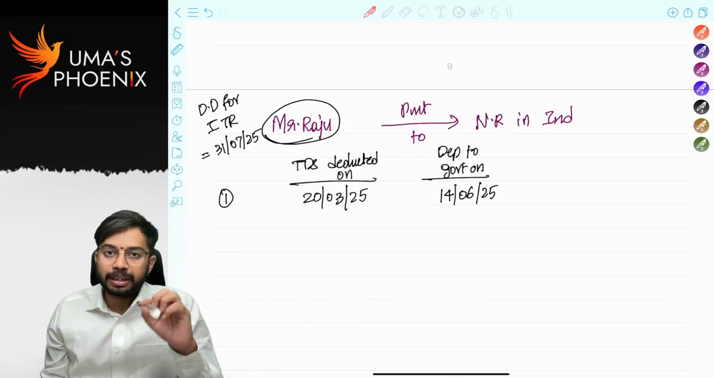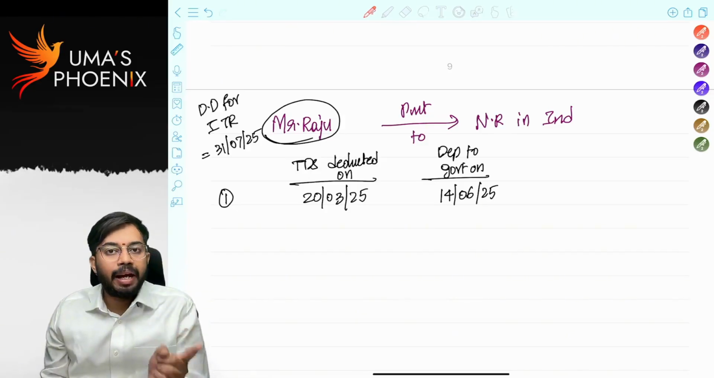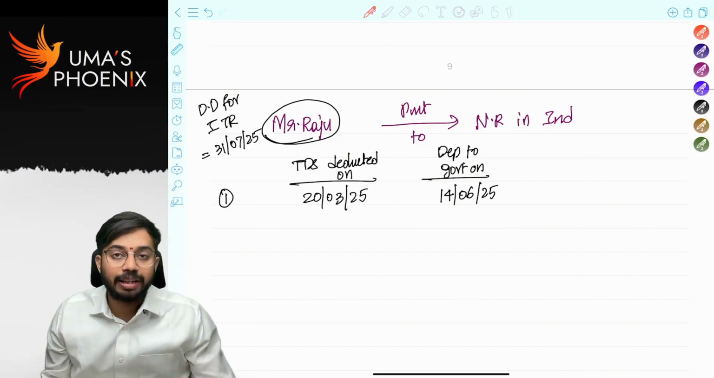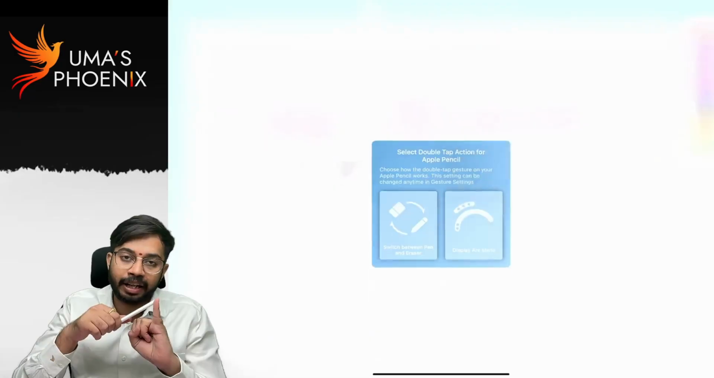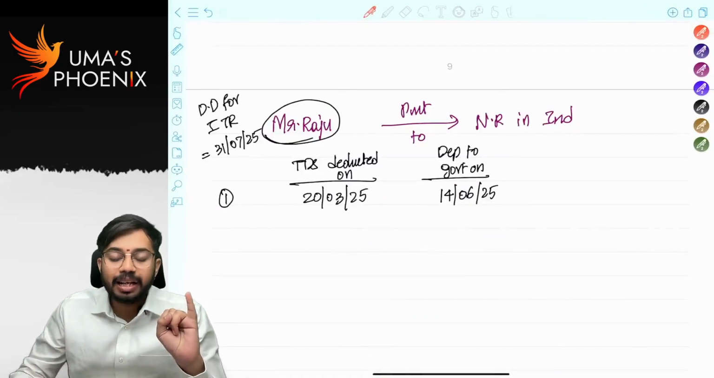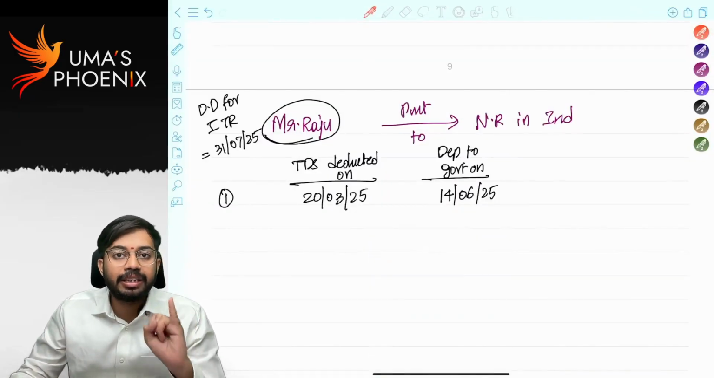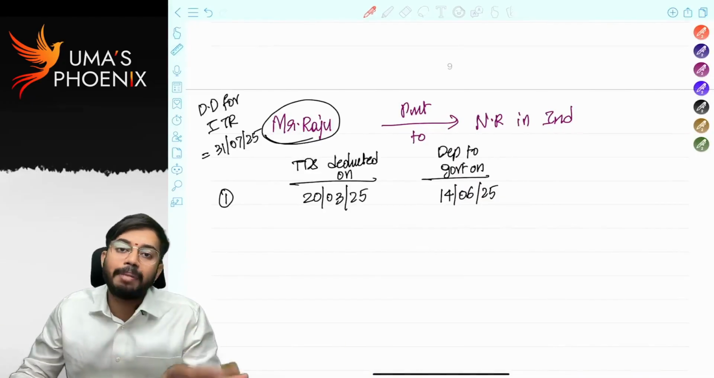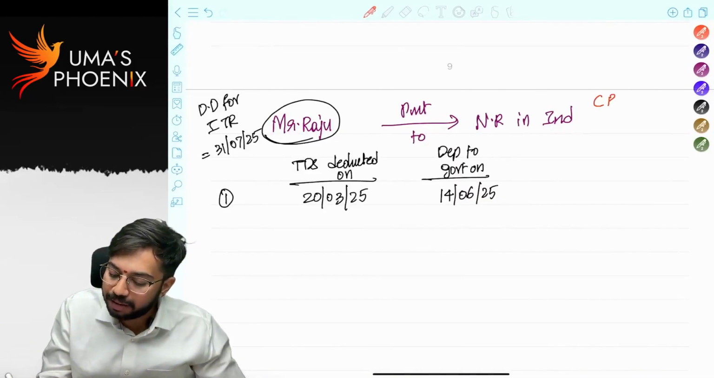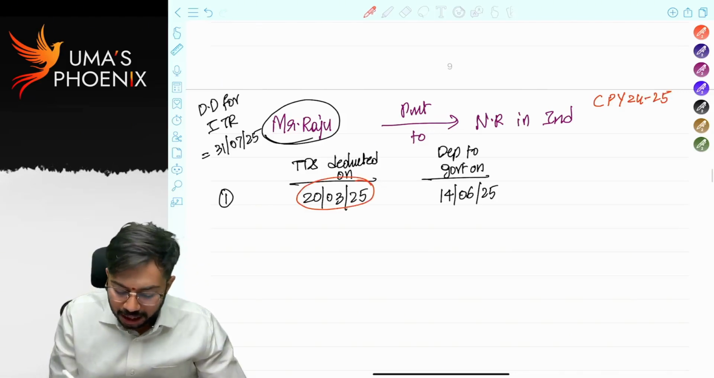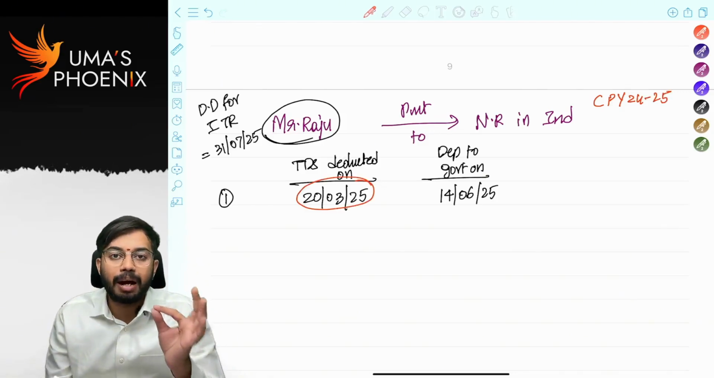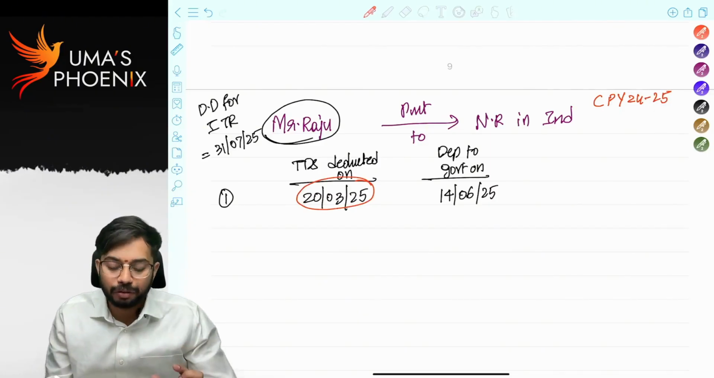Payer is any person who is required to deduct TDS. Payer is making payment to a non-resident. So the payer is required to deduct TDS, right? First condition, he is required to deduct TDS within the previous year. So what is the current previous year? 24-25. Whether TDS is deducted within the previous year, 20 March 25 means previous year 24-25 only.